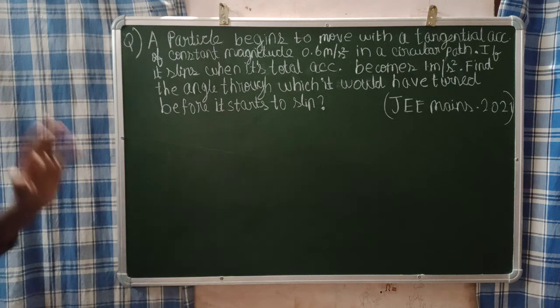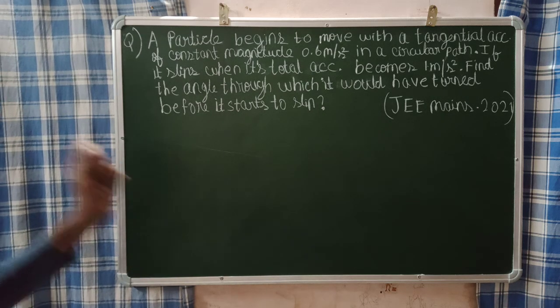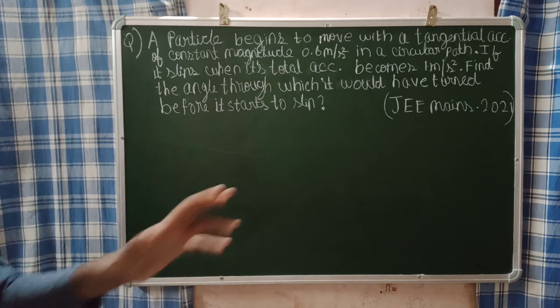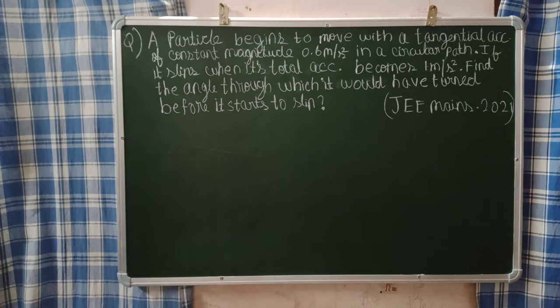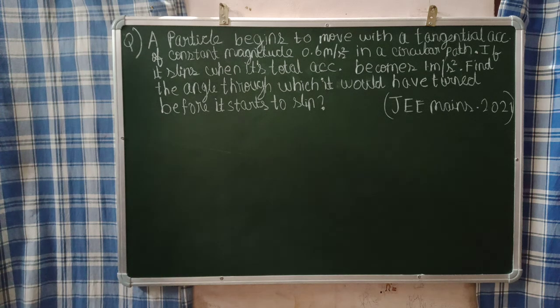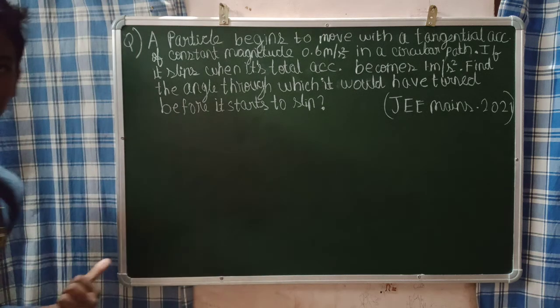The question is: a particle begins to move with a tangential acceleration of constant magnitude 0.6 meter per second square in a circular path. If it slips when its total acceleration becomes 1 meter per second square, find the angle through which it would have turned before it starts to slip. And guys, this question was asked in JEE Mains 2021 past year question.